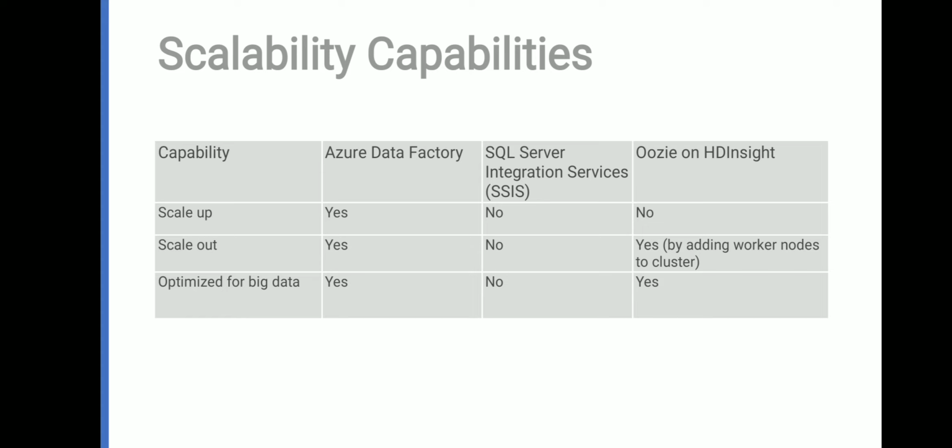So you see the difference from scale up, scale out, and optimization for big data perspective on what are the three important metrics that you need to have.